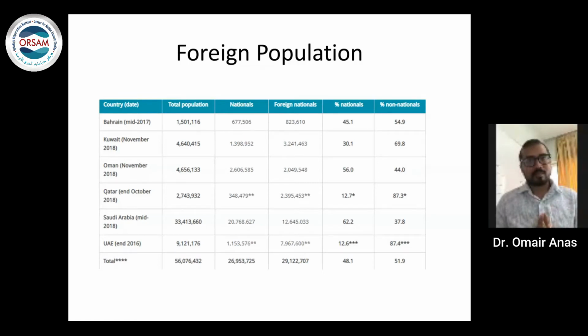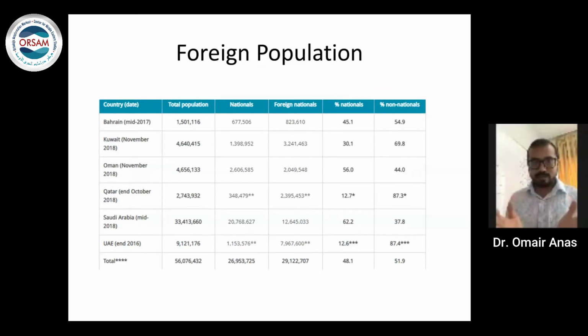Again, the outside population cannot be given citizenship. They are just workers. You can imagine, 87% of the people of the UAE are outsiders, and they are living there for 20 years, 30 years, 50 years. If you are living in the United States, or if you are living in the United Kingdom, for 5 years or 10 years, you can get citizenship.